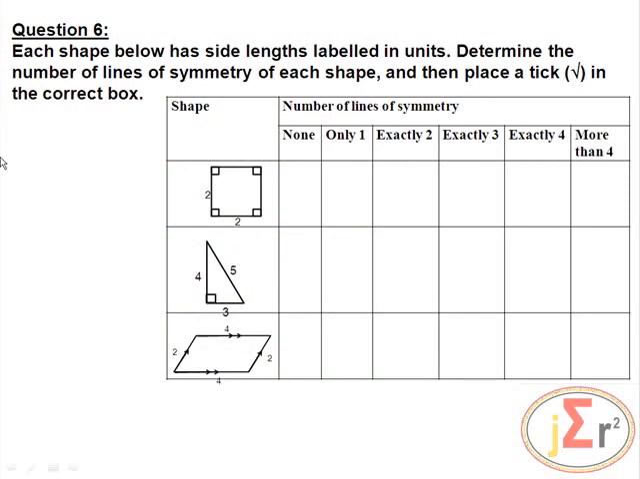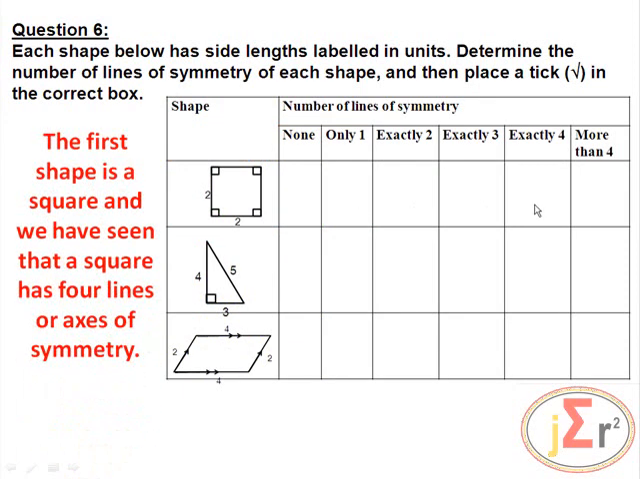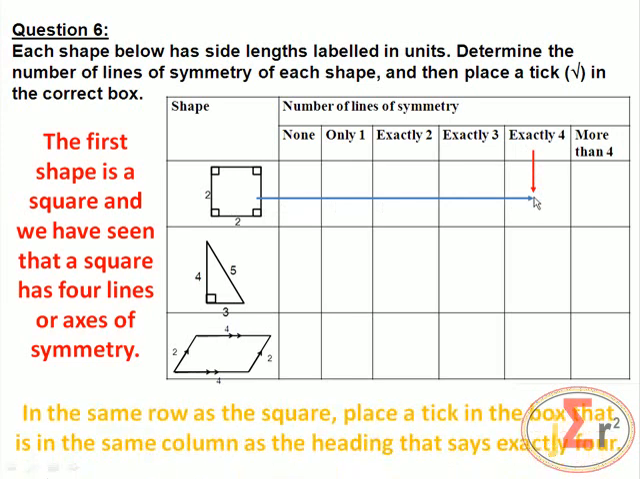So we will go to exactly 4, and we will place a tick right there. The first shape is a square, and we have seen that a square has 4 lines or axes of symmetry. Exactly 4. So we go to exactly 4, and we are in the same row as the square. The tick needs to go right there. In the same row as the square, place a tick in the box that is in the same column as the heading that says exactly 4.